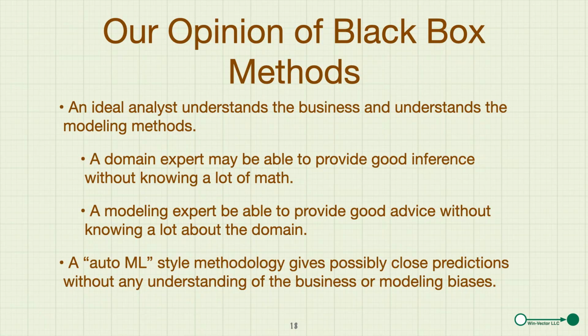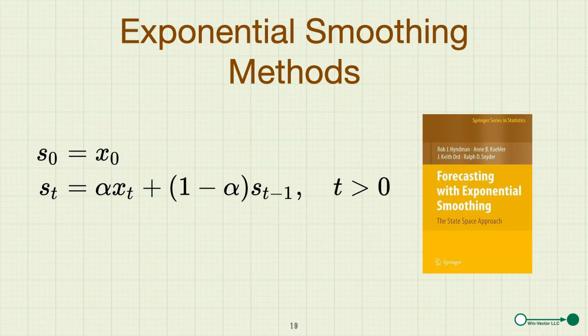An auto ML style methodology, or a black box, or just put it to an AI, at best gives you reliable predictions, and not always. And it basically lets somebody that doesn't care about your business and doesn't care about the structure of time do the work, which is not favorable. Now, back to our outline of modeling methods.